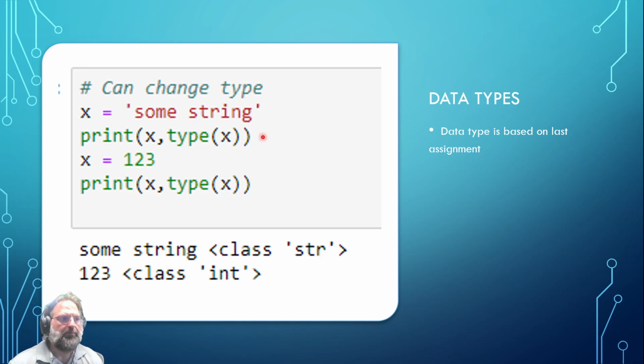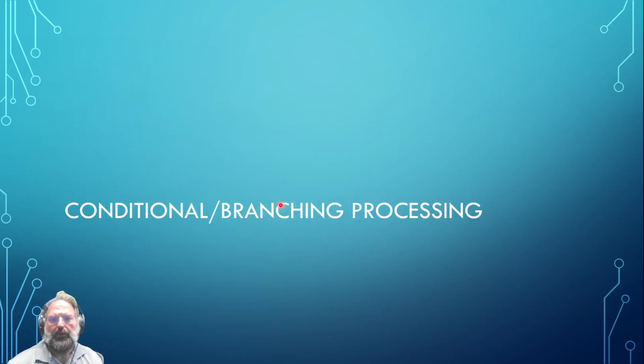Data types, the last assignment. So here you may have something that says X is a string, print it out, and it'll be of type string. Set it to a number, and it turns it into an int. So this is just making that point that it all depends upon the last time you assigned it.